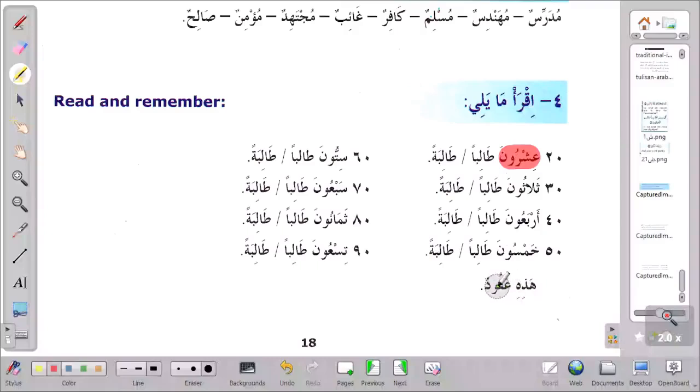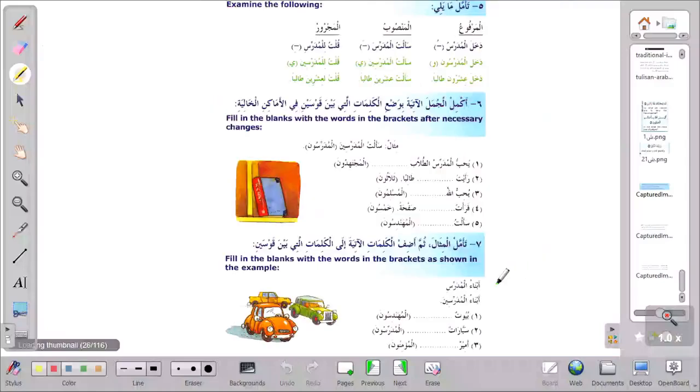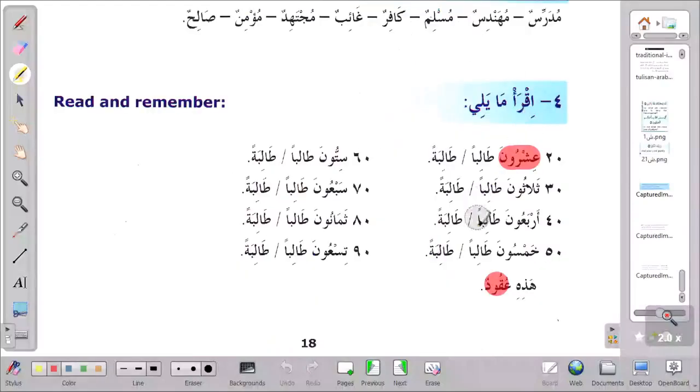Hadhihi uqud. These are what we refer to as adadul uqud. I hope that is clear. Here I think they're coming to explain something, and I prefer that we pause here and begin that explanation in the next lesson. Alhamdulillah, let's pause here and complete the lesson in the next lesson.